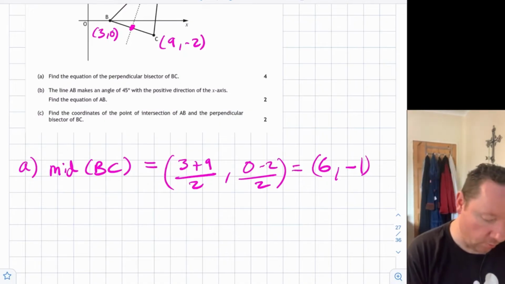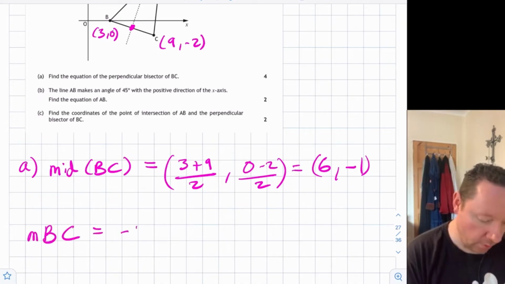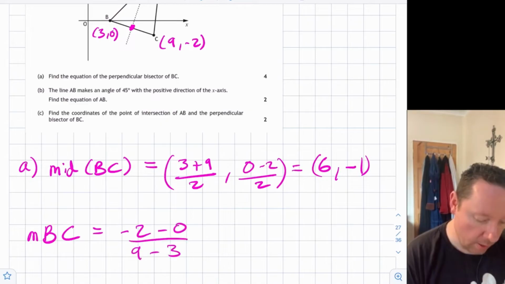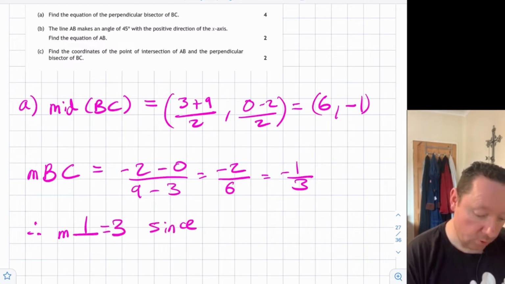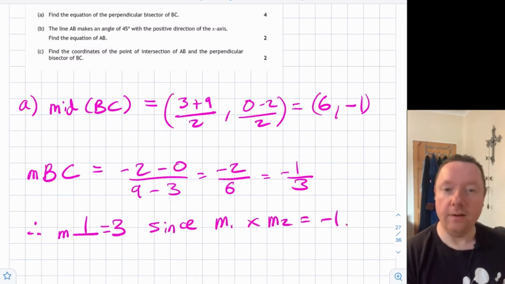So the gradient of BC is equal to minus 2 take away 0 on the top and 9 take away 3 on the bottom. That's minus 2 over 6, which is minus a third. Therefore, the gradient of our perpendicular is going to be 3, since they are perpendicular, so m1 times m2 equals minus 1. You always need to write that little statement.